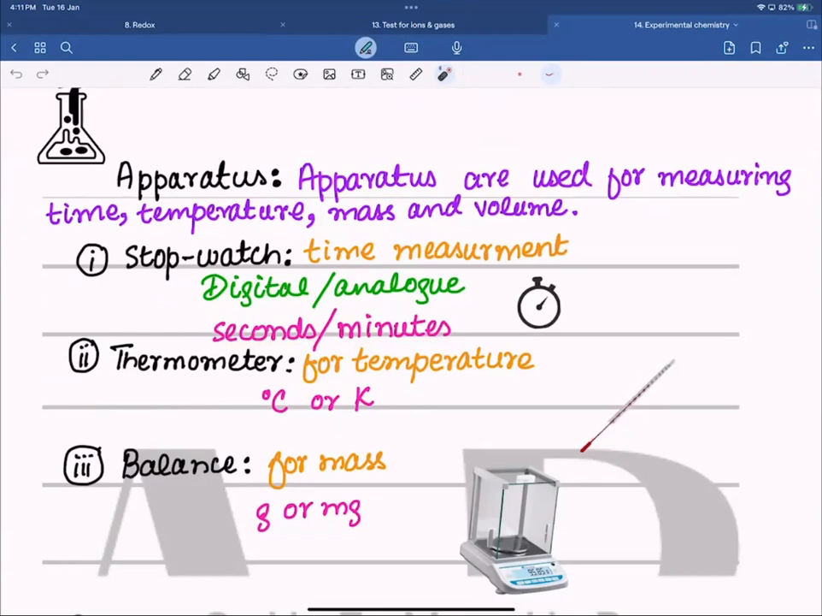Okay. Then we have a thermometer, which is used to measure the temperature, and the unit in which we record is Celsius or Kelvin. Then we have a weighing balance to record the mass, and we usually record it in grams or milligrams. We do not have that much bigger mass, so we don't have to measure it in kgs. Note it down quickly.